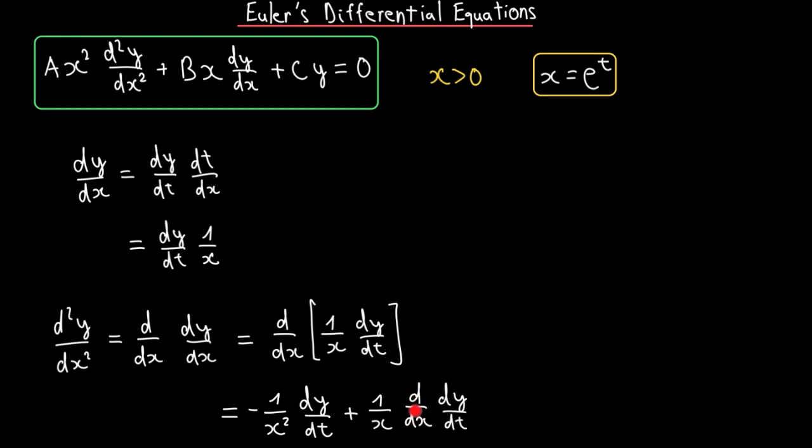And so now we need to use the chain rule again. And notice that the operator d by dx, if we use the chain rule, that is just d by dt, dt by dx.